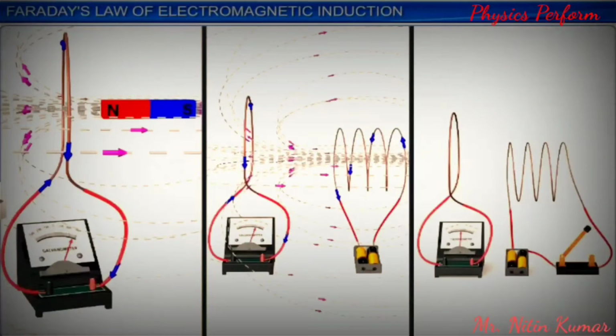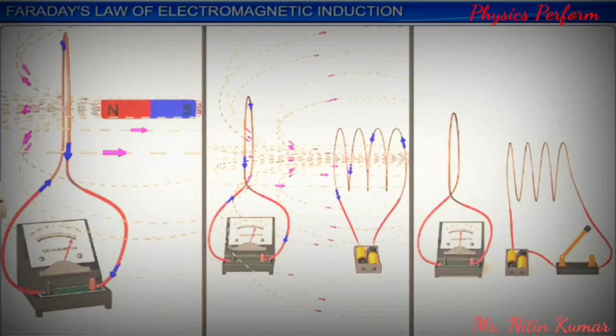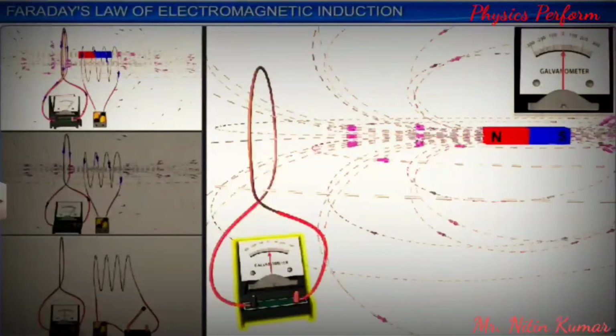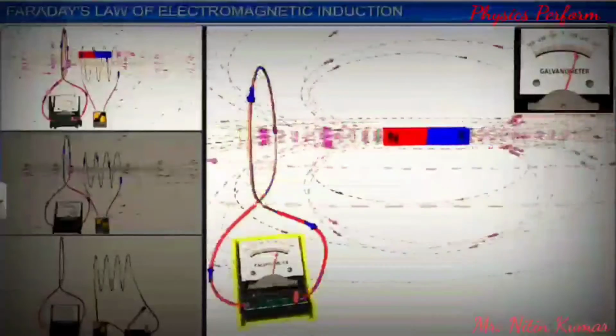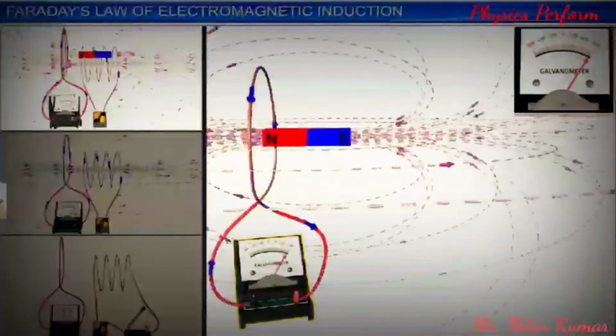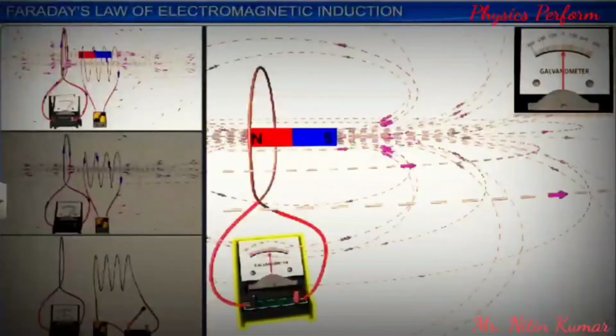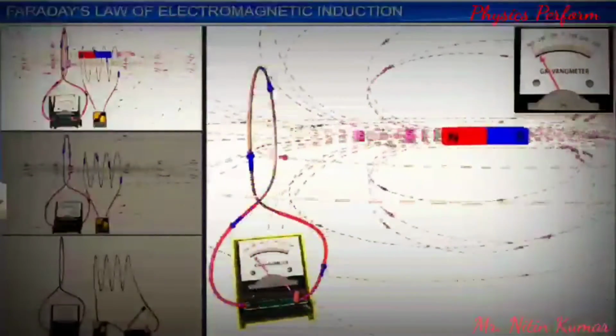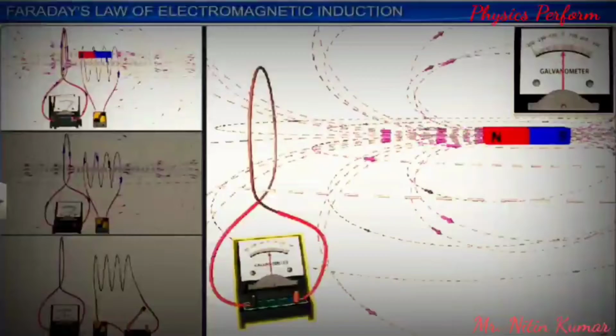Faraday conducted 3 experiments, from which he concluded that an EMF is induced in a coil when the magnetic flux cutting across the coil changes with time. In the first experiment, Faraday observed that the relative motion between a magnet and a coil changes the magnetic flux across the coil. This change in magnetic flux with time induces an EMF in the coil.